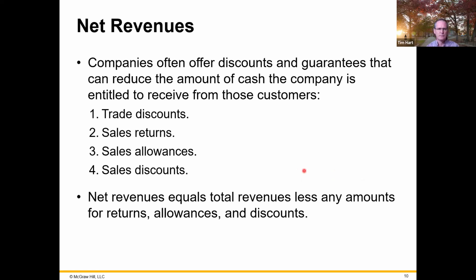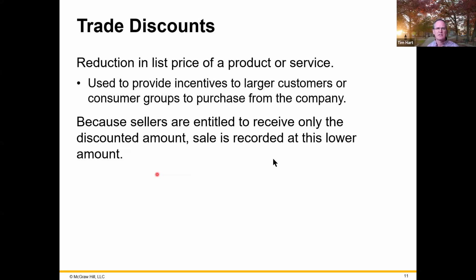All right, so really, really important here. Very kind of tedious little things, and the homework will get into some of these items. Need to know the difference. Trade discounts is in a category by itself, and then sales returns, allowances, and discounts are a separate category. And they all affect the sales that we're recording and how we record them. So let's look at each of these.